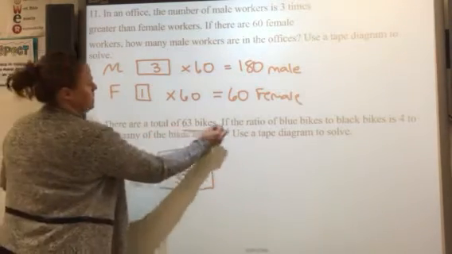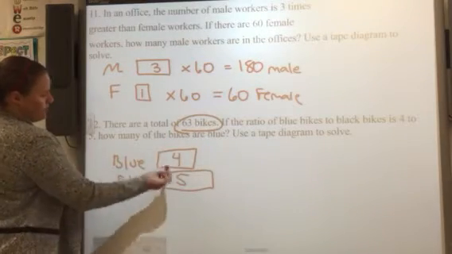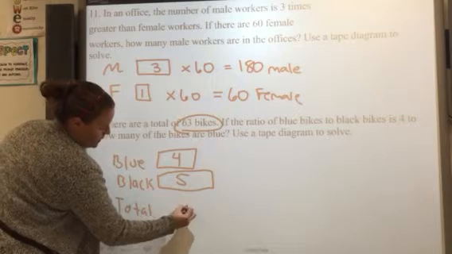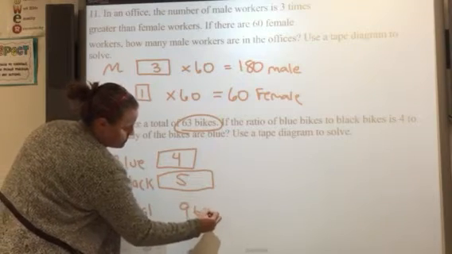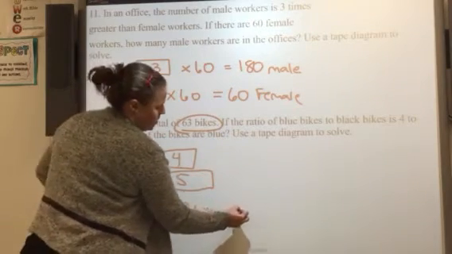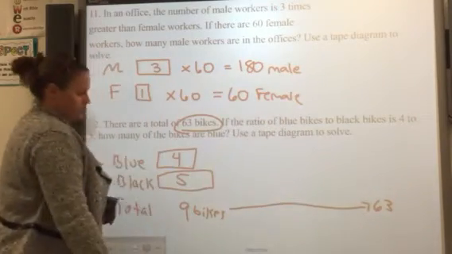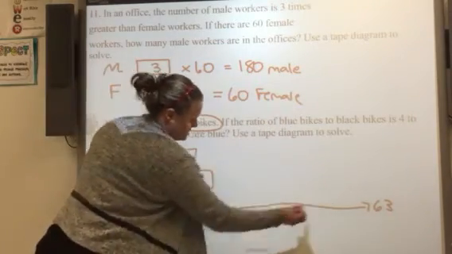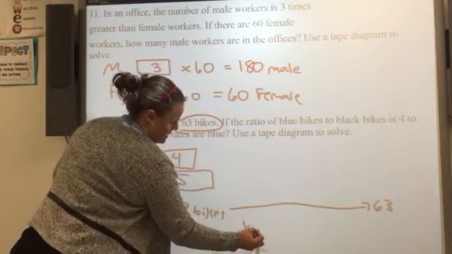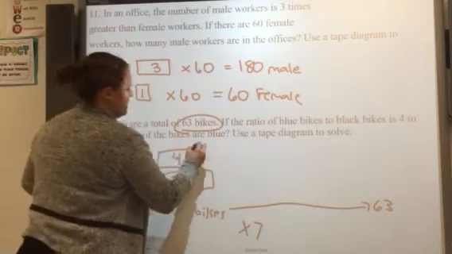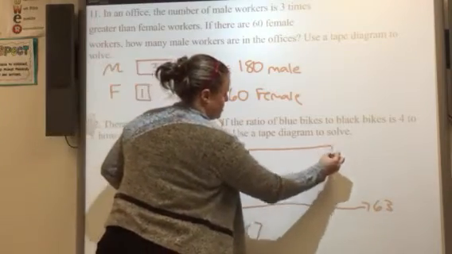So we have a total of 63. So right now we have a total of 9 bikes. And I want to get all the way to 63 bikes. Well, to get from 9 to 63, I did times 7. So I'm just going to increase my boxes so that I have 7 of each.